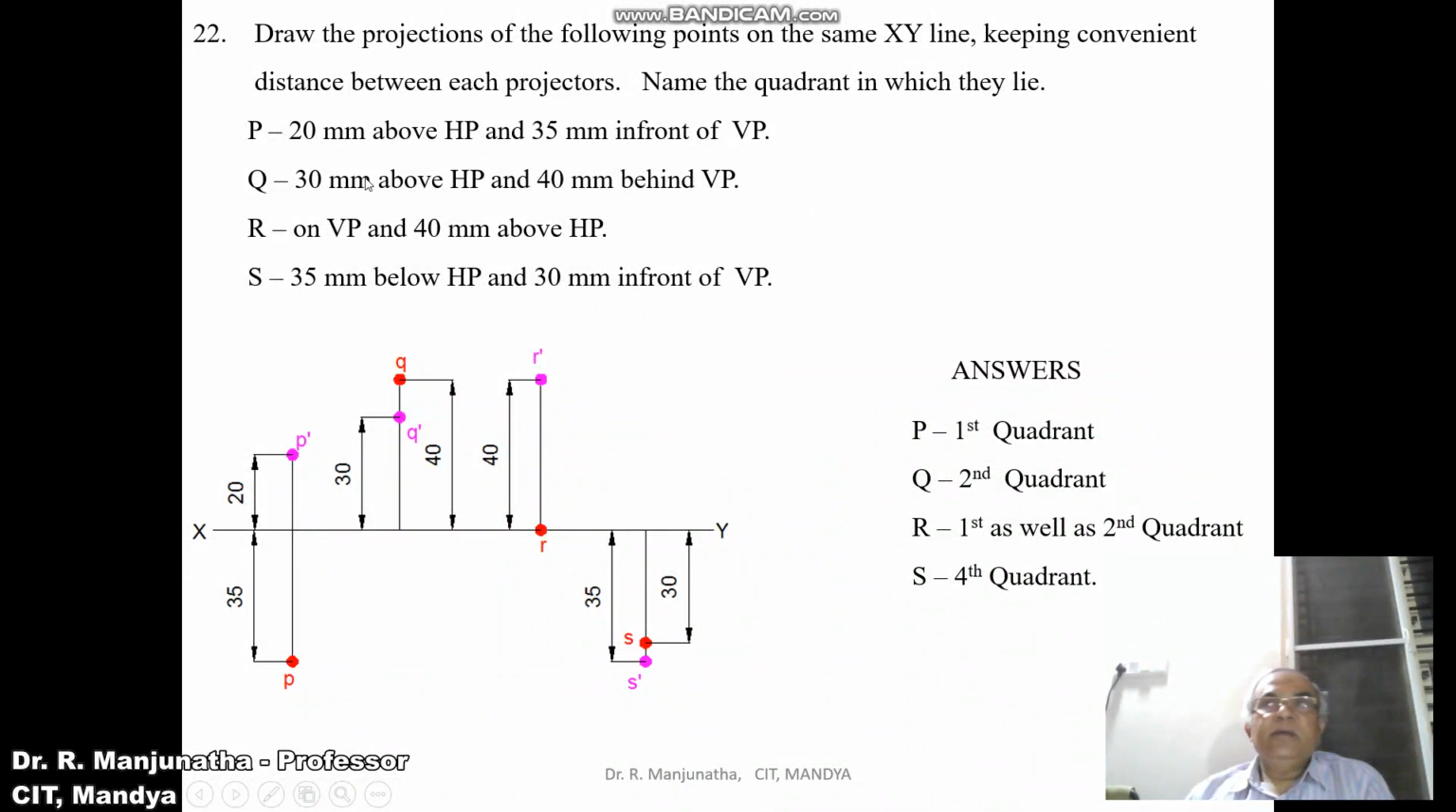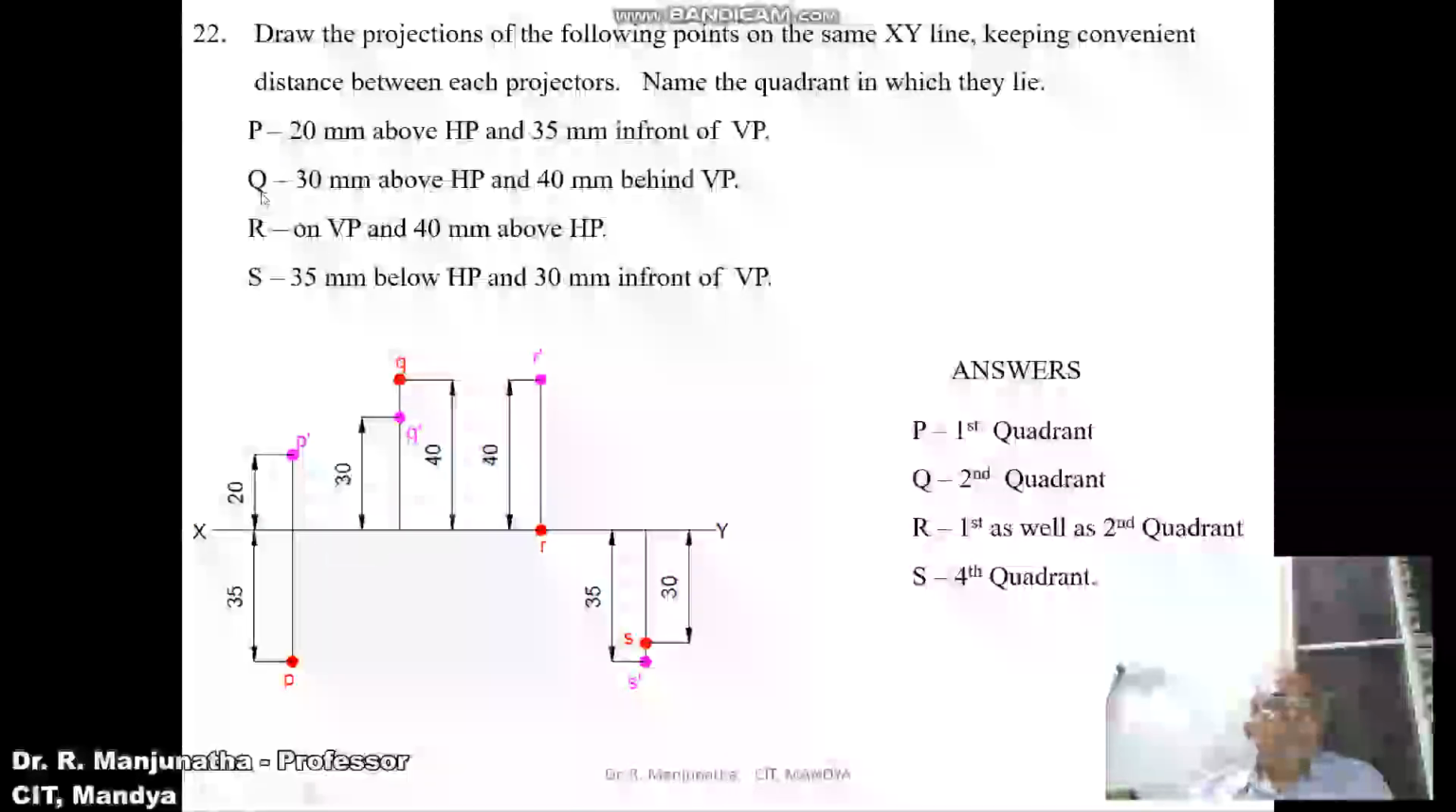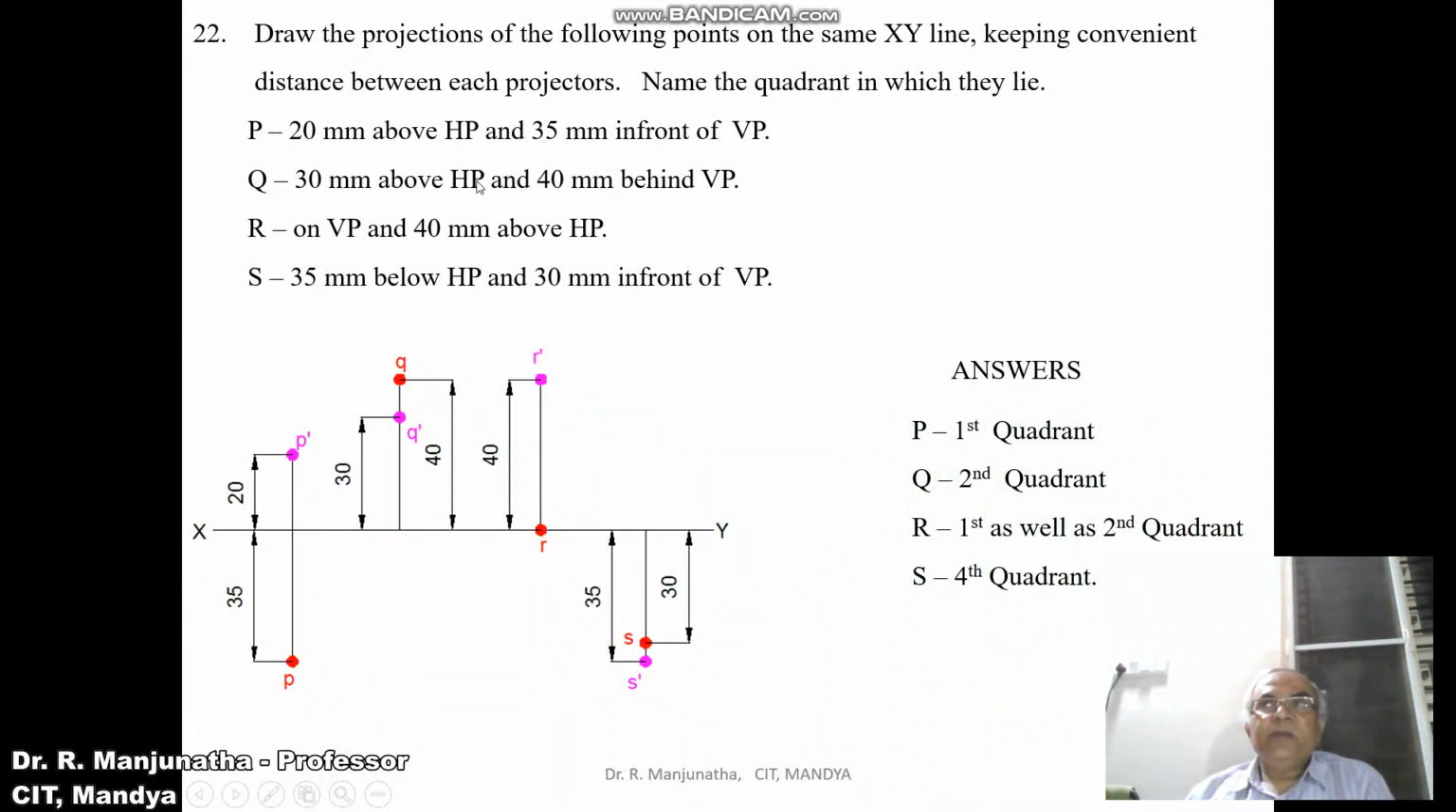Then we have to draw the projector Q. So you take any convenient distance and draw a vertical projector. Here, capital Q is 30 mm above HP. Above HP will be on the vertical plane. So from here, you take the distance of 30 mm and mark this point as Q dash, because above HP, front view. 40 mm behind VP is the top view. So from the same point, you measure the distance of 40 mm and mark this point as small q, and you show this distance as 40 mm.